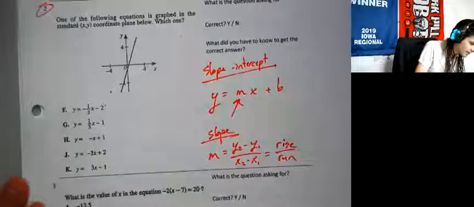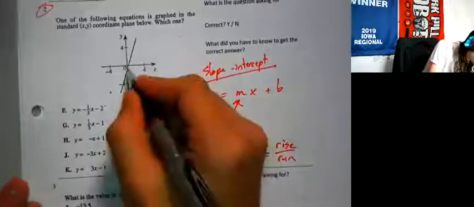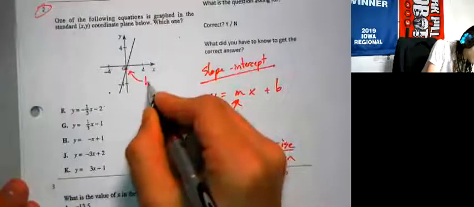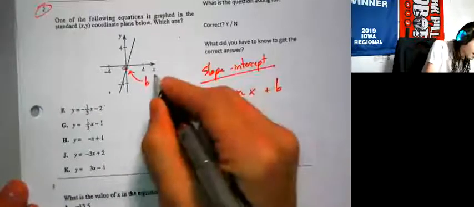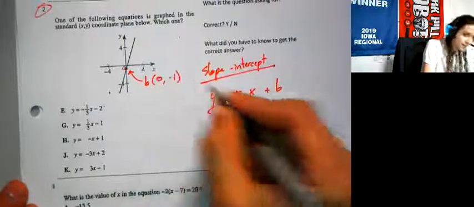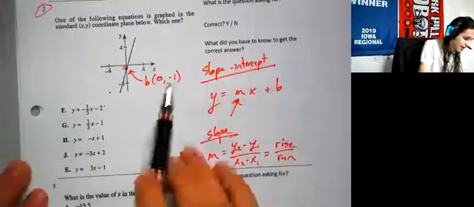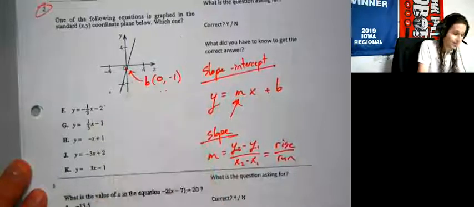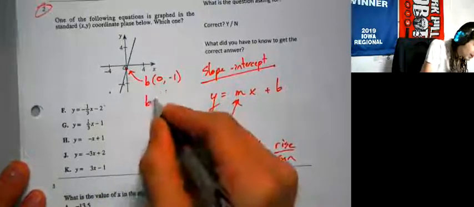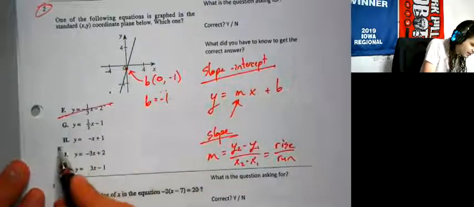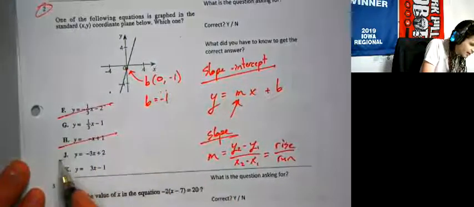What am I looking at here? All right, that right there is my intercept b, and that looks like the coordinate (0, -1). That's what that looks like to me. It's certainly negative. I don't think it's -2 because it's not halfway down to -4. So my b here is -1. So right away I say, okay, it's not F, it's not H, it's not J. It's one of those two.